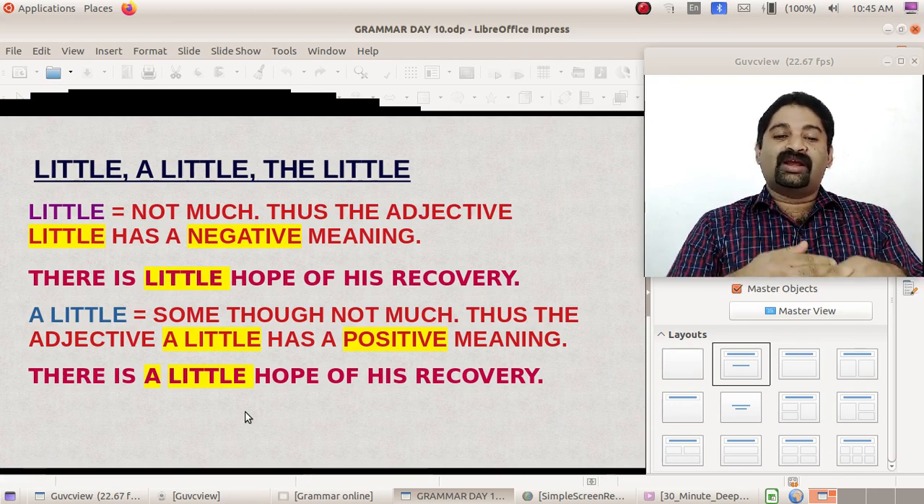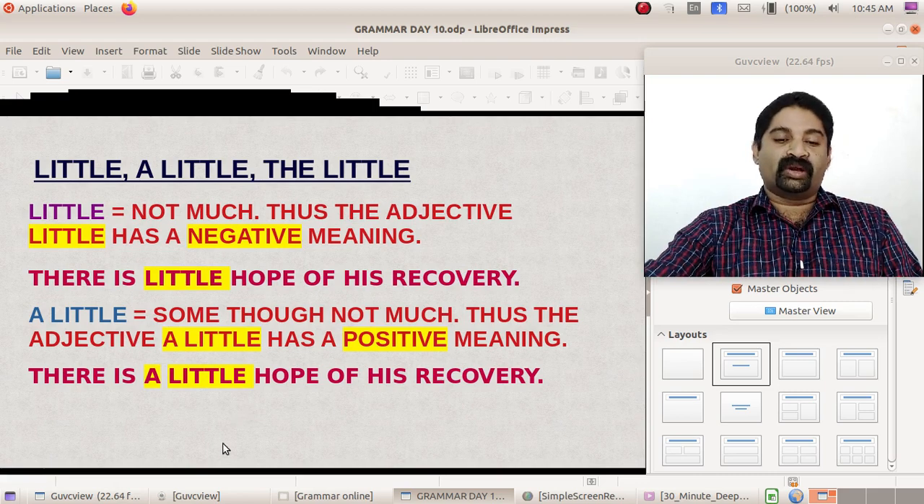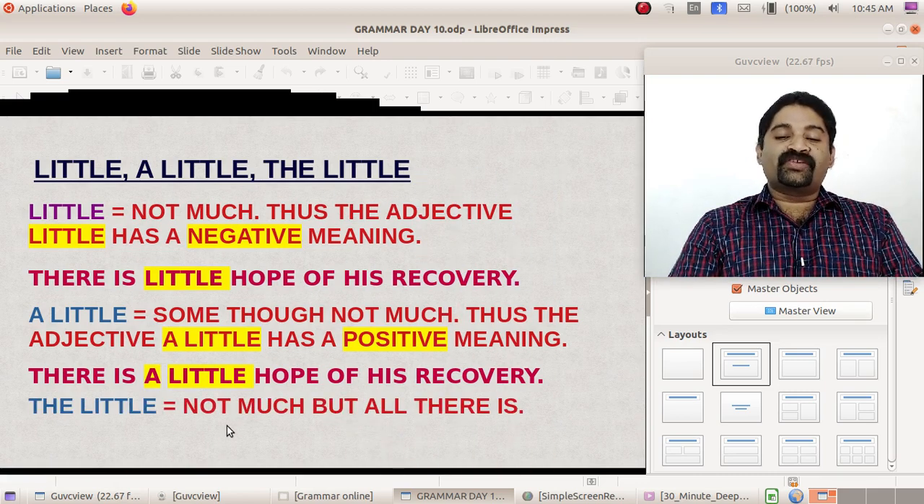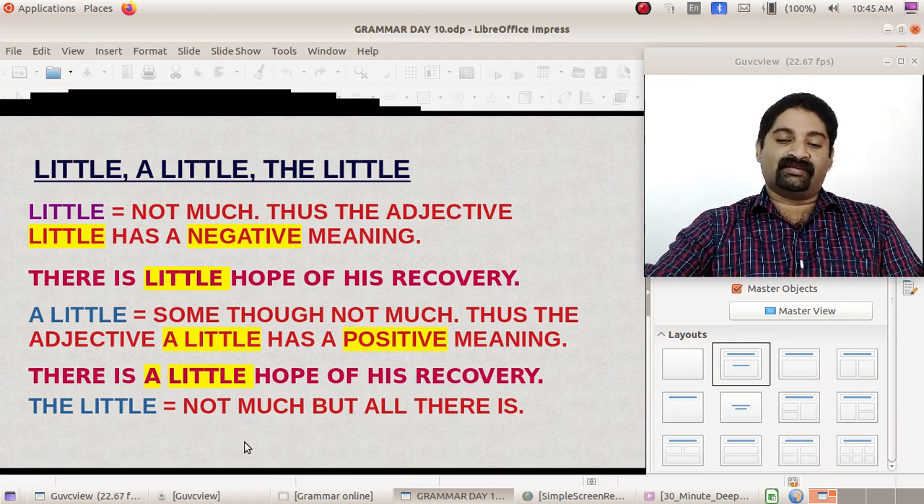So both expressions are different. There is little hope, not much hope, when you say there is a hope. Then what is the little? The little means not much, but all there is. The little means as much as there is, not much but all that there is.